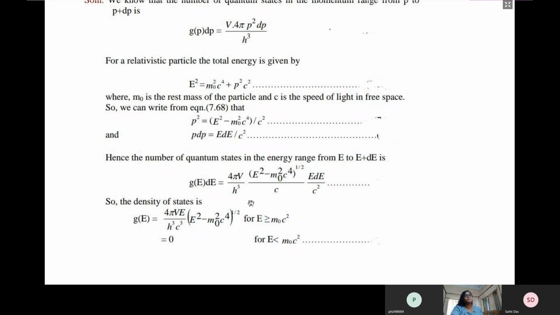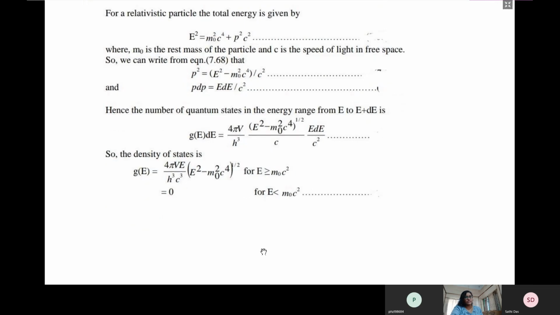So just put the values of P and P dP, and you find that the density of states for the relativistic particle is 4 pi V E by h cube c cube into (E square minus m naught square c to the power 4) whole to the power half, and it holds for E greater than or equal to m naught c square. If E is less than m naught c square, then it will become 0, because it will become imaginary. Density of states being imaginary is meaningless, so it should be a positive quantity.